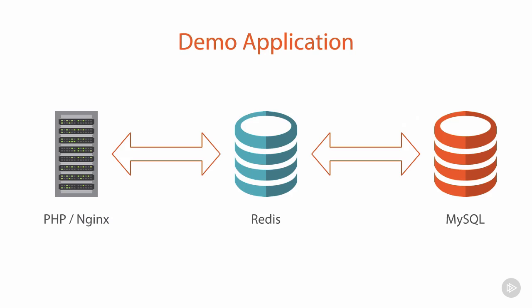Throughout the course, we are going to be building and using a standard 3-tier application, with a web server running PHP and Nginx, a caching layer running Redis, and a database running MySQL. We're going to build this application up, I'm going to show you how to configure it, and I'm going to show you how to make it fast.